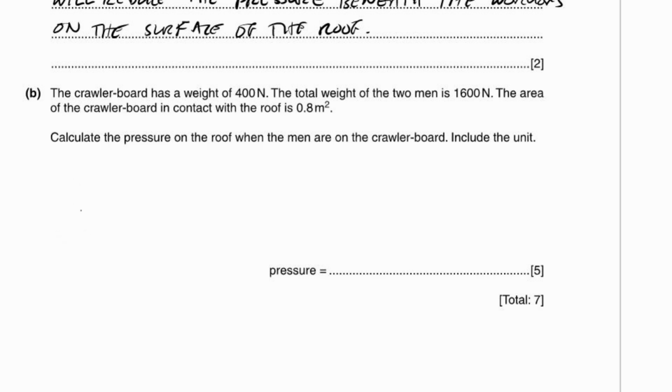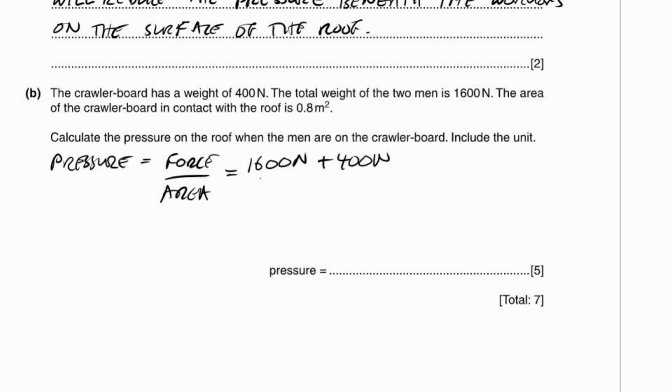The first thing we want to do is write down our equation for pressure. Pressure equals force over area. So let's look at the force acting on it. We have 1600 newtons plus 400 newtons, the weight of the 2 men plus the weight of the board, and the area we're given is 0.8 meters squared. So that's going to give us 2000 newtons divided by 0.8 meters squared, which is 2500 newtons per meter squared.